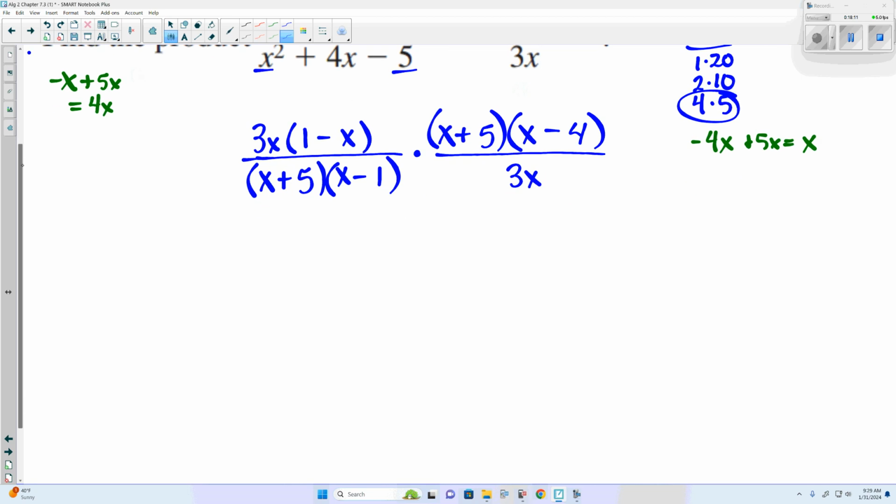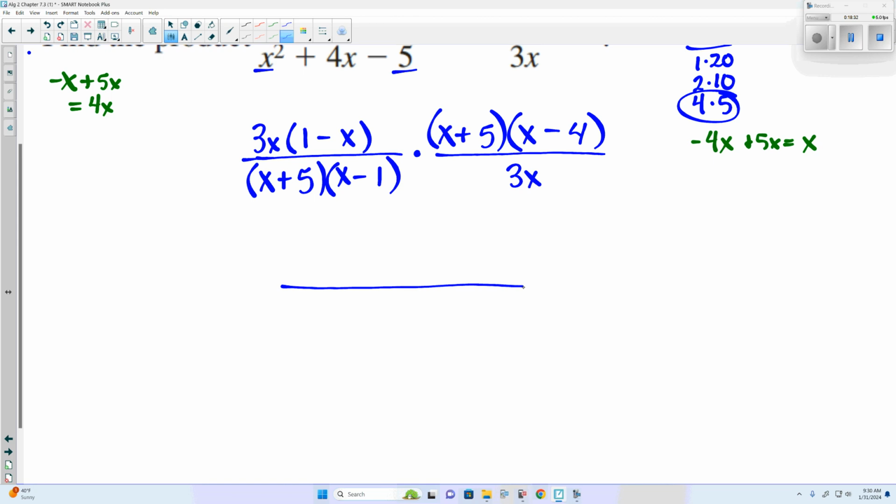Questions on how we got to this point here? We ready to multiply these together? All right. So we're going to multiply the numerators together, yes? Well, 3x, parentheses 1 minus x. Well, the parentheses in our 3x are being multiplied together, yes?